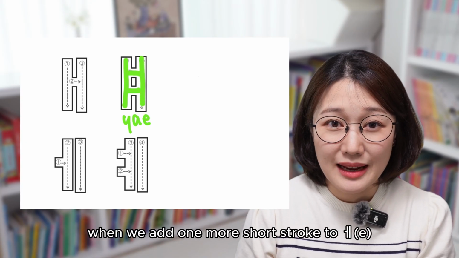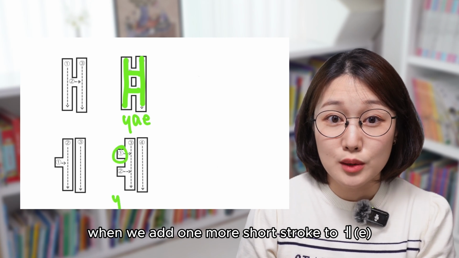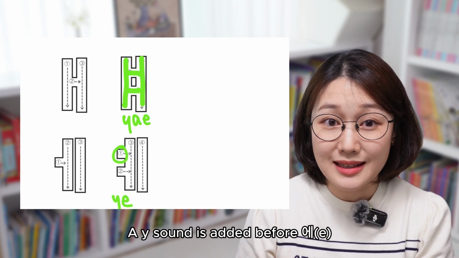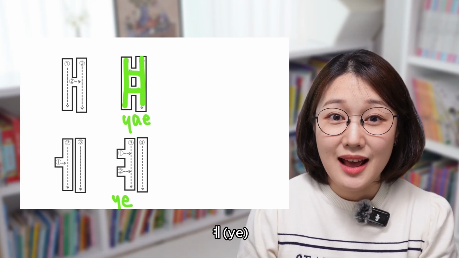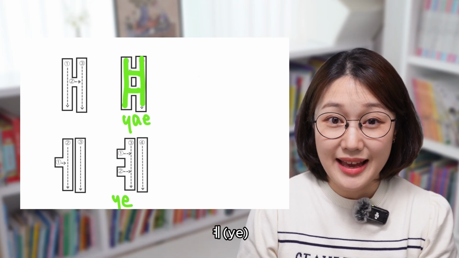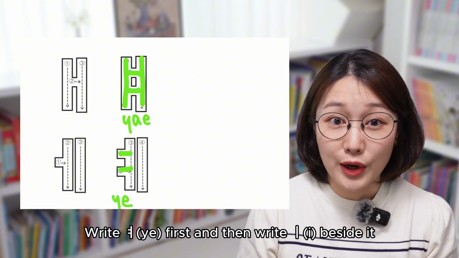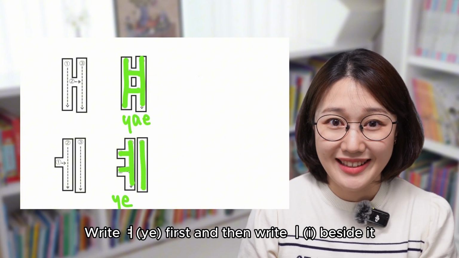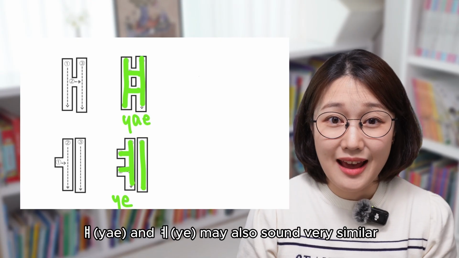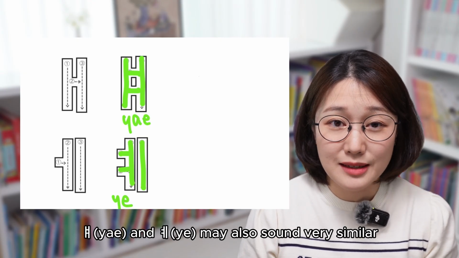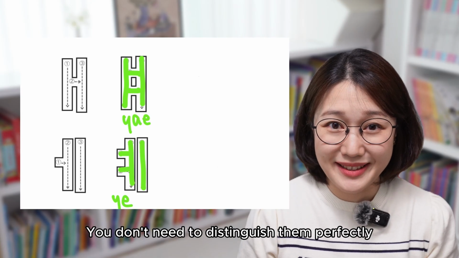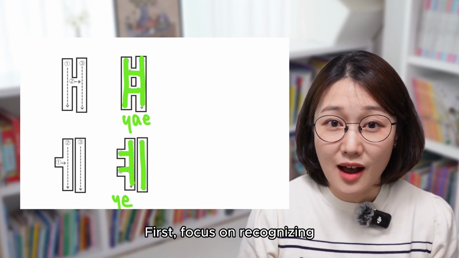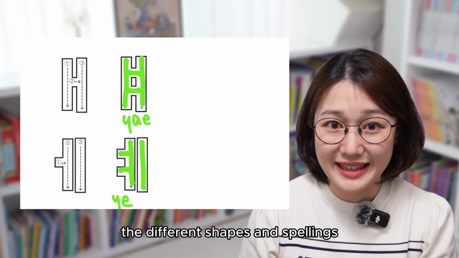And for this one, when we add one more short stroke to 에, a y sound is added before 에. So it becomes 예. Write 여 first and then write e beside it. In everyday Korean, 얘 and 예 may also sound very similar, almost the same. You don't need to distinguish them perfectly. First, focus on recognizing the different shapes and spellings.